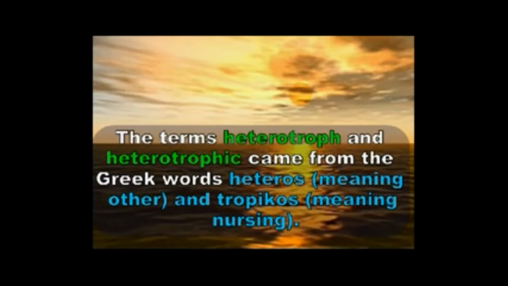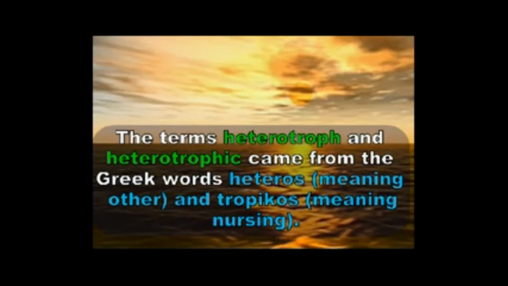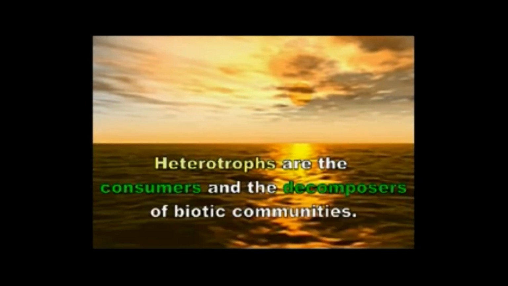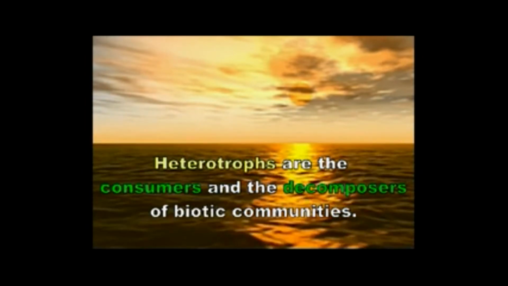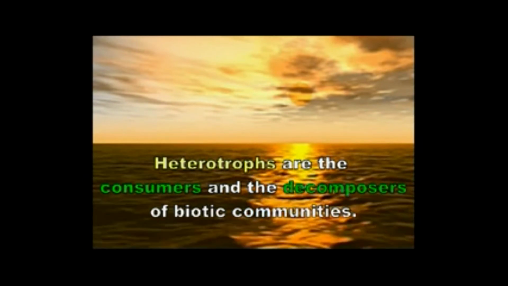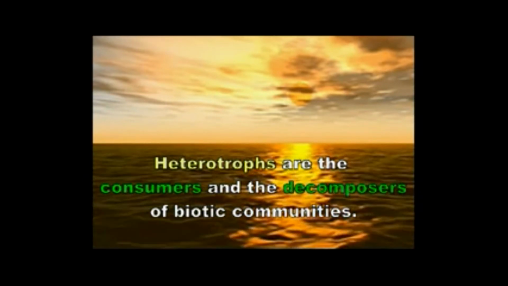The terms heterotroph and heterotrophic came from the Greek words heteros meaning other and tropikos meaning nursing. Heterotrophs are the consumers and the decomposers of biotic communities.